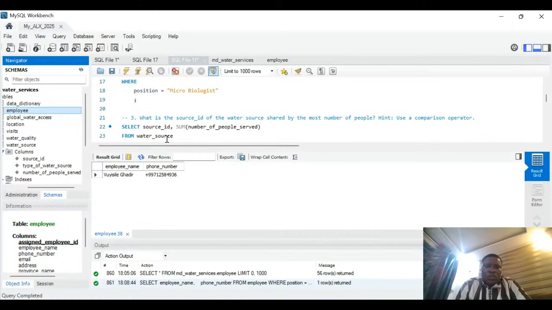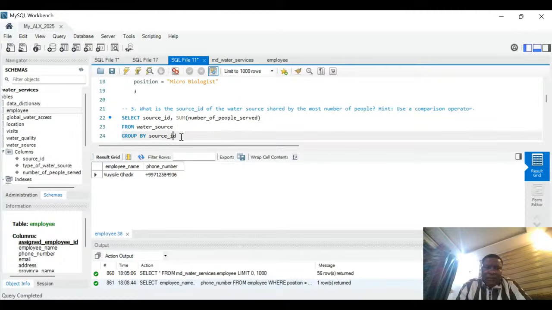Awesome. Okay. So we are on question number 3. Like I said, we are looking for the source ID of the water source shared by the most number of people. And I said that the number of people served and the source ID can be found in the water source table. So whatever query we are writing, if we are not querying the water source table, we will not have the right answer.